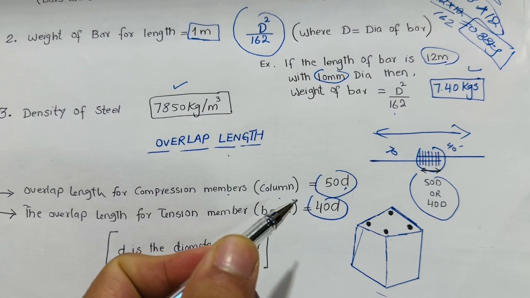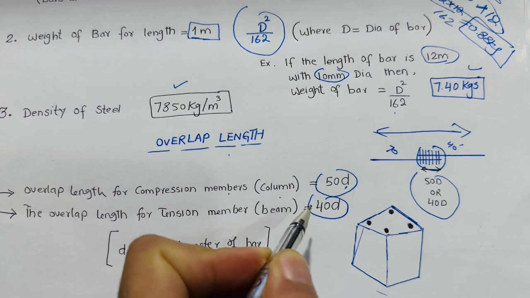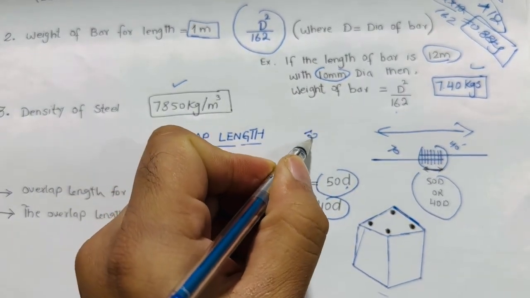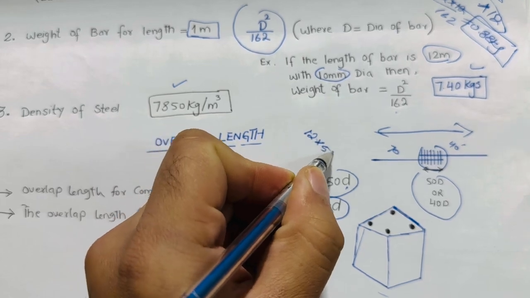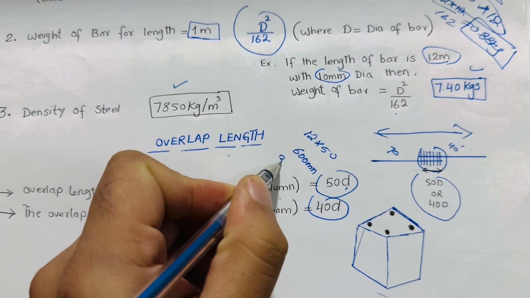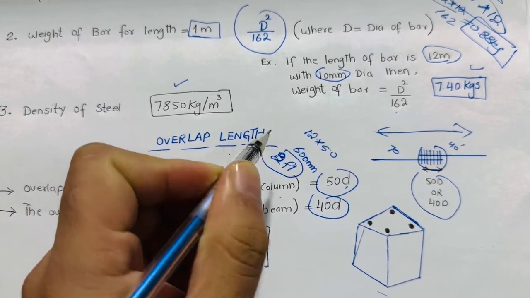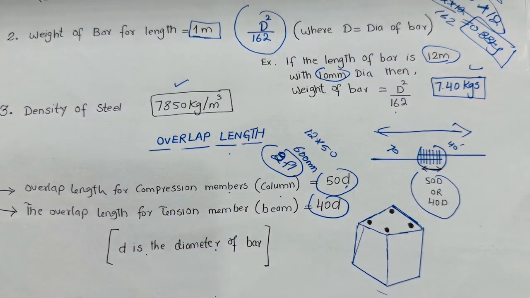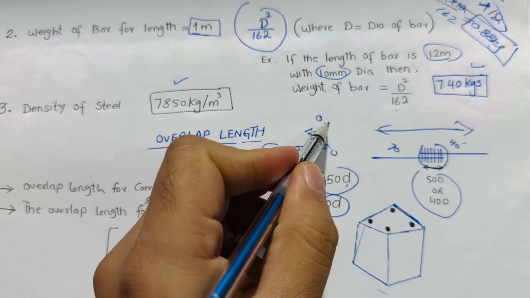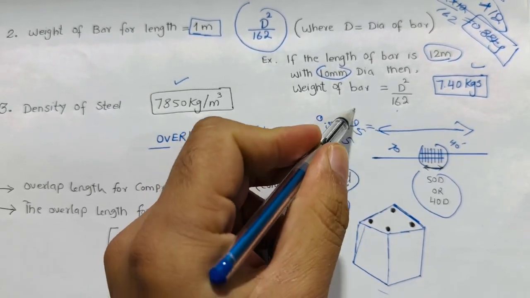If the dia is in inches or millimeters, multiply with 40 for the tension zone, then you will get the total length of lapping. Suppose I'm using 12 millimeter, so 12 millimeter multiplied by 50, it means we require 600 millimeter, or you can say 2 feet, for 12 millimeter, okay? If that is 0.5 inch, multiply by 50, so you can say 25 inches. So this is the overlapping.